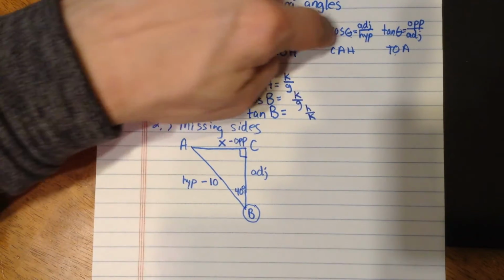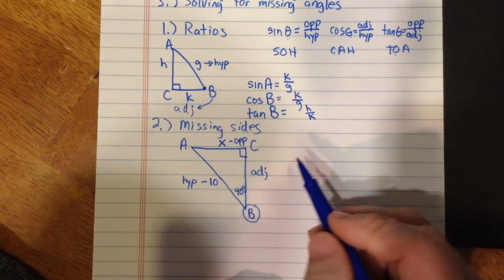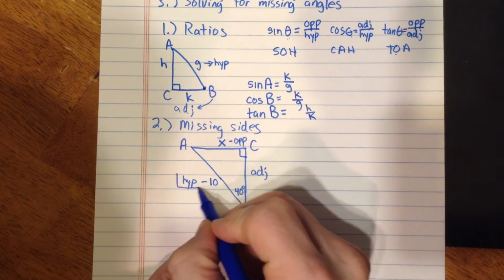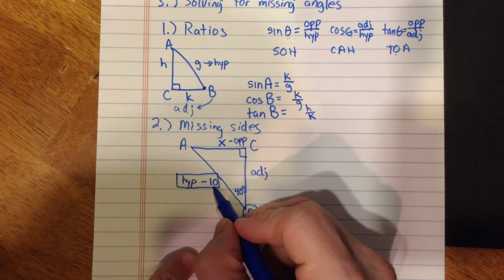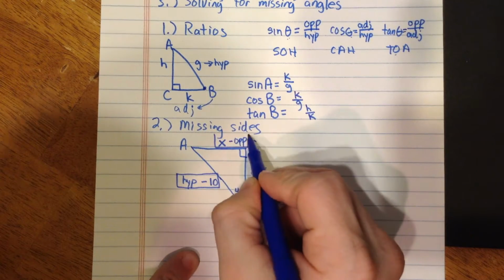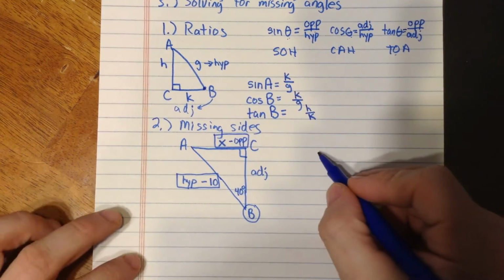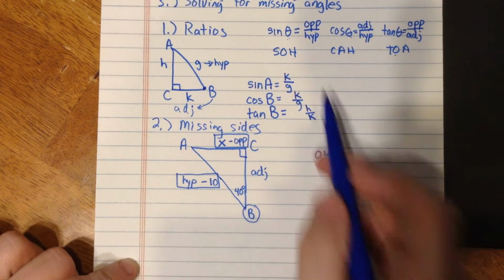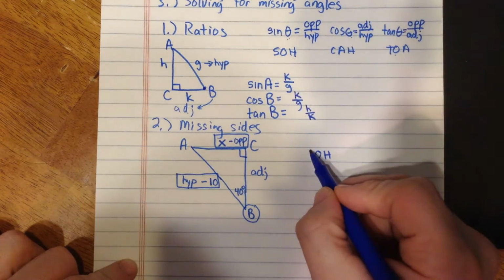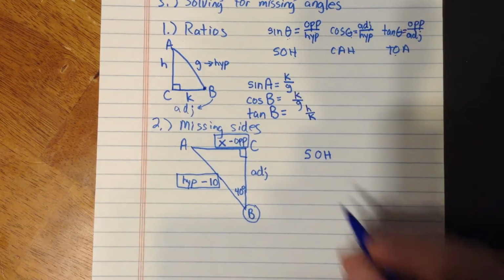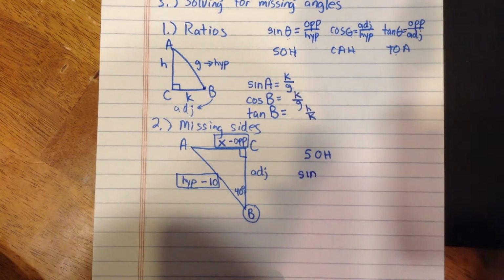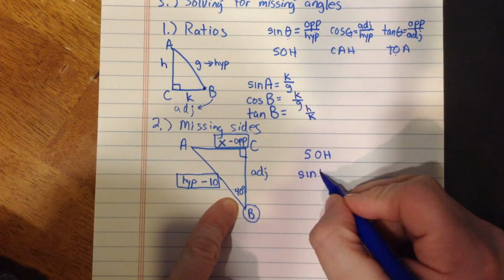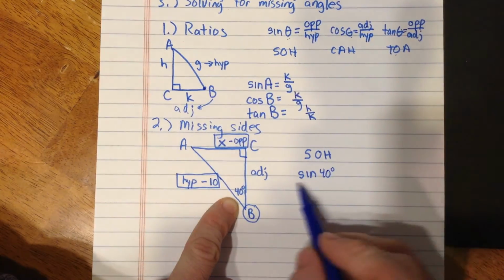Then you're going to pick the appropriate one of those three that actually uses hypotenuse, because we have the 10, and the opposite, because that's what we want to know. So we want the function that uses O and H. And that, from these three choices, is going to be SOH. So we're going to use sine. And we always put the angle next to the trig function.